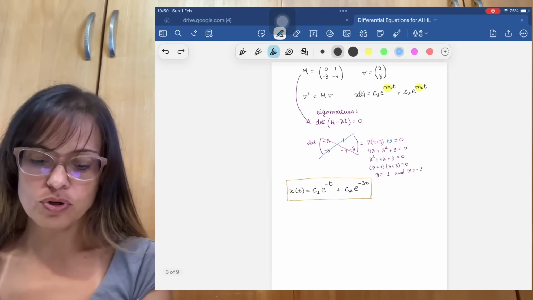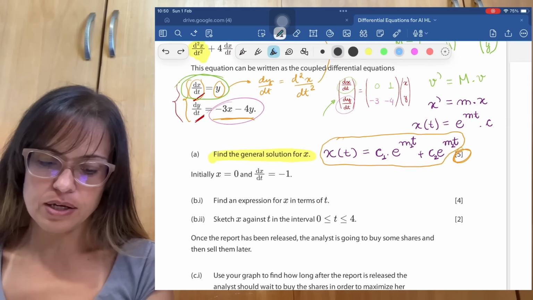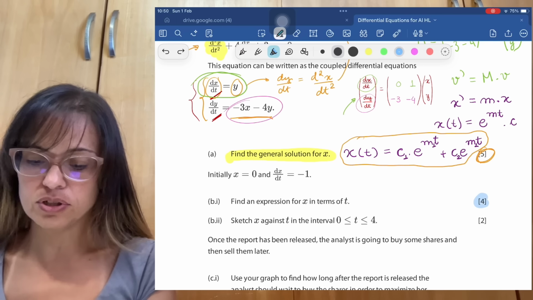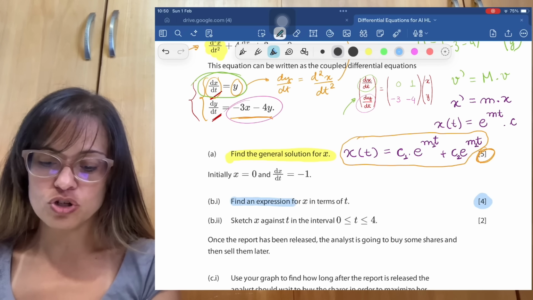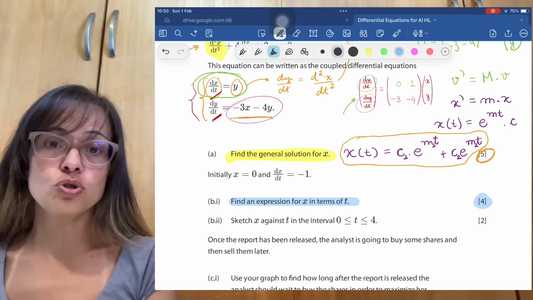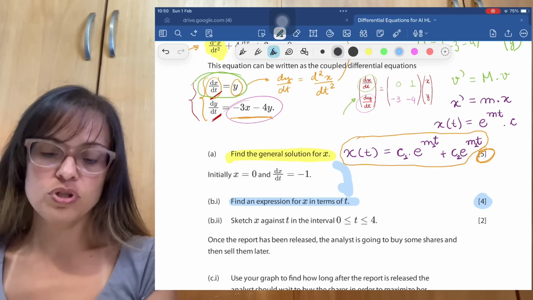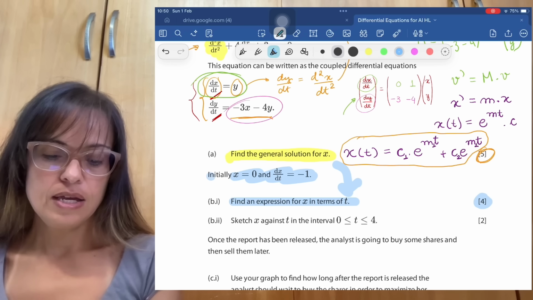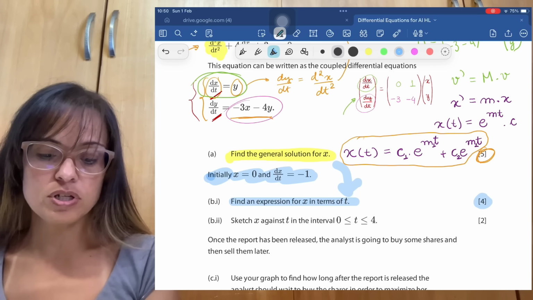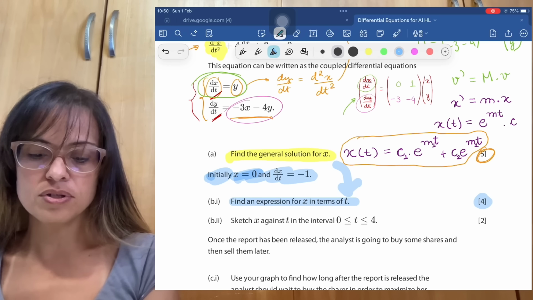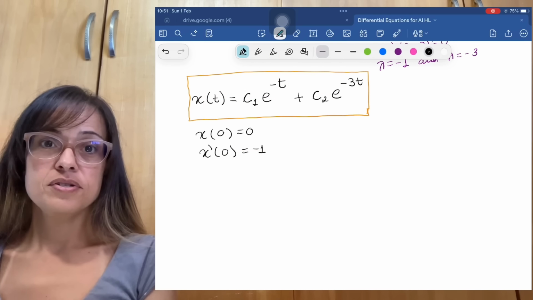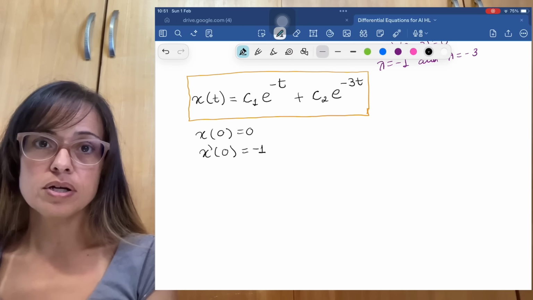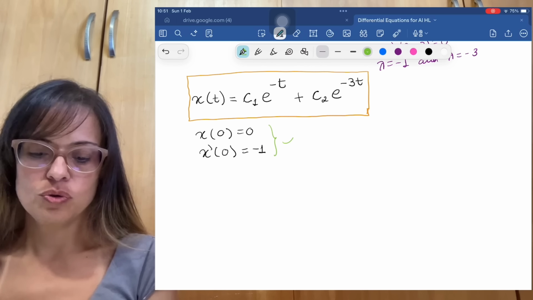So when we come back to the question, this is what part Bi is going to ask you to do, and it's going to be another 4 marks. Find an expression for x. And then in order to go from the general to the expression, what he's giving you are initial conditions. Initially, so that means for t equals 0, x equals 0, and the derivative is -1. These are the initial conditions, so now we're going to plug them into our general solution.